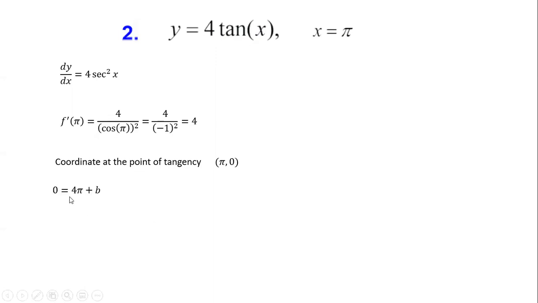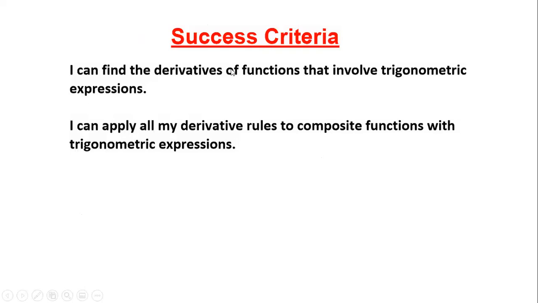Because it's that 0, my y value, is equal to my slope of 4 times my x coordinate plus b. So b is -4 pi. So if I have that b, I'm ready to write my equation. Here's my equation: 4, the slope, times the x, minus the 4 pi, because that's my y-intercept. And that's it, folks. That's all. That's done. Success criteria for those of you who follow that kind of thing is all there. And we're done.